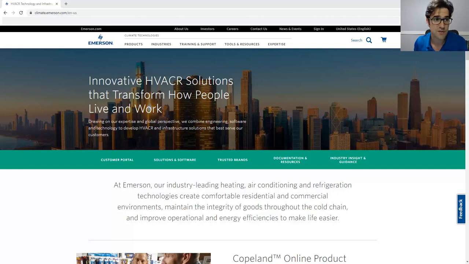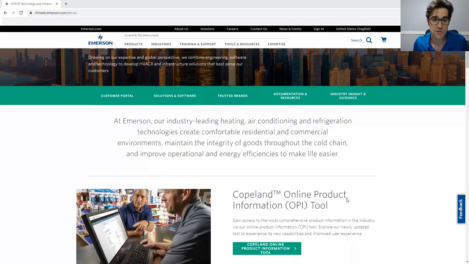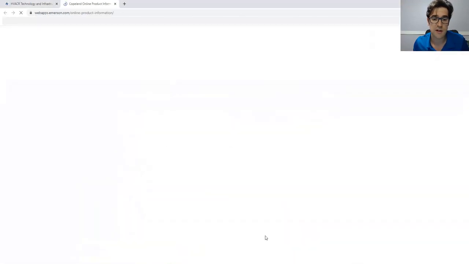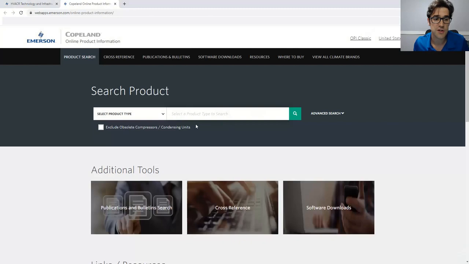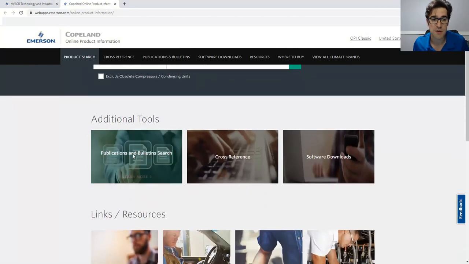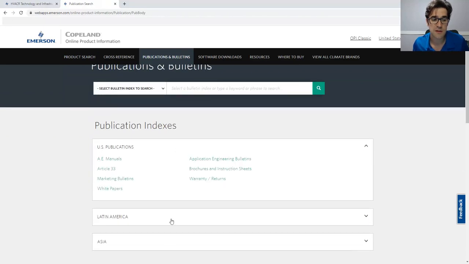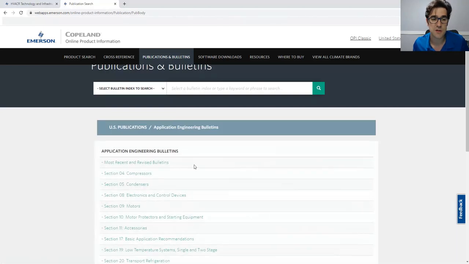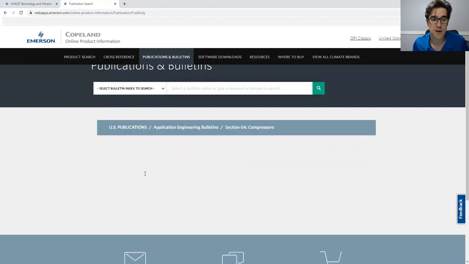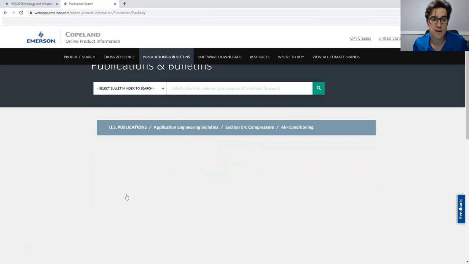So as you can see on the screen here is the website climate.emerson.com. When you get there, you scroll down just a little bit and go to this online product information. After it loads up, you go right here, publications and bulletins, learn more. Then US publications, if you're Latin America or Asia, you can select those. Application engineering bulletins, go to compressors, which is for air conditioning.